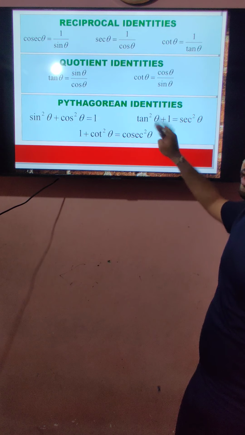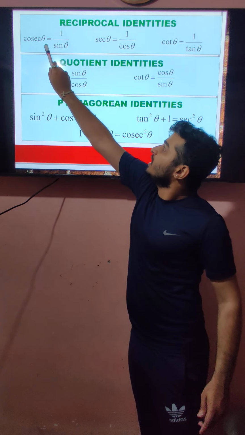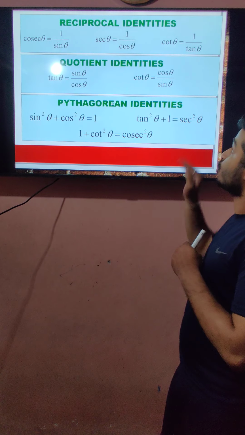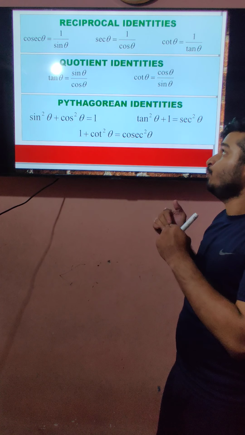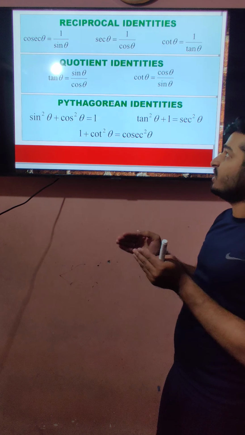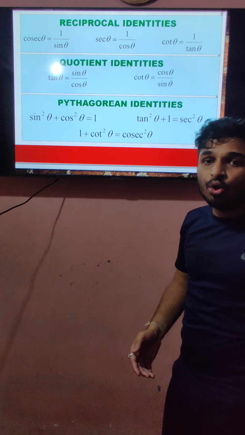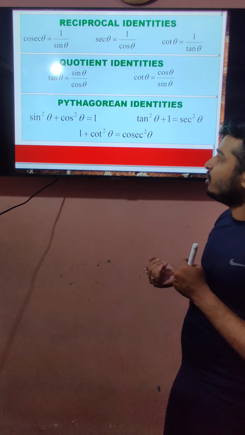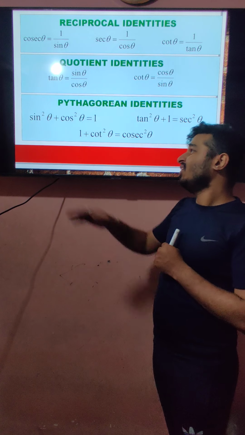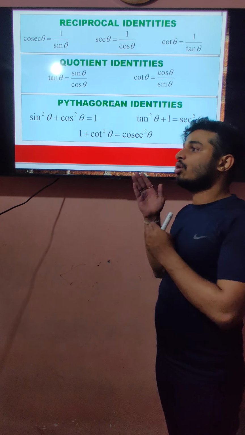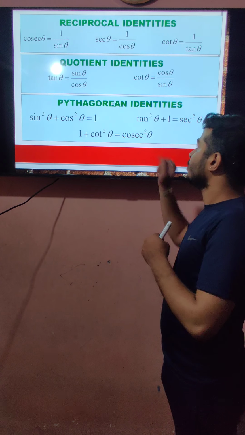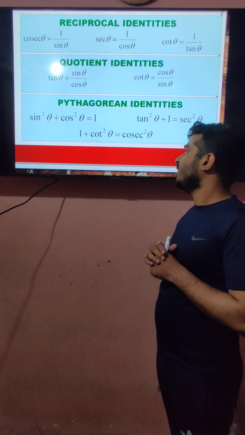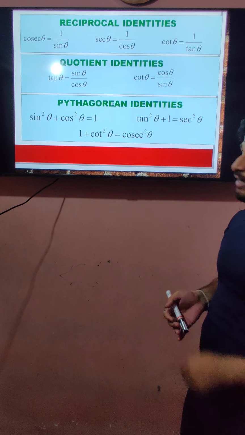Now we will briefly recap this. Cosecant is equal to 1 by sin. Secant is equal to 1 by cos. Cot is equal to 1 by tan. Next, quotient identities: tan theta is equal to sin by cos, and cot is equal to cos by sin. Pythagorean identities are defined as sin square theta plus cos square theta is equal to 1, tan square theta plus 1 is equal to secant square theta, and 1 plus cot square theta is equal to cosecant square theta.